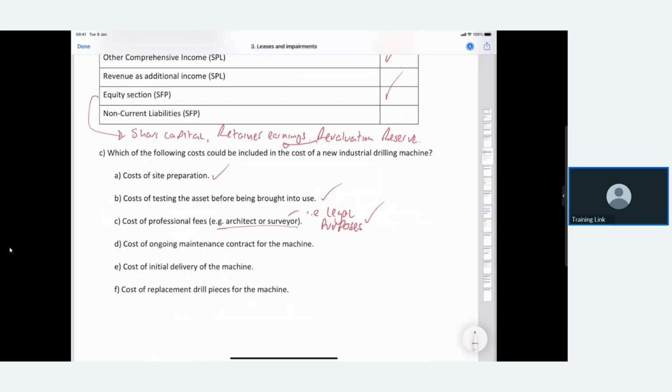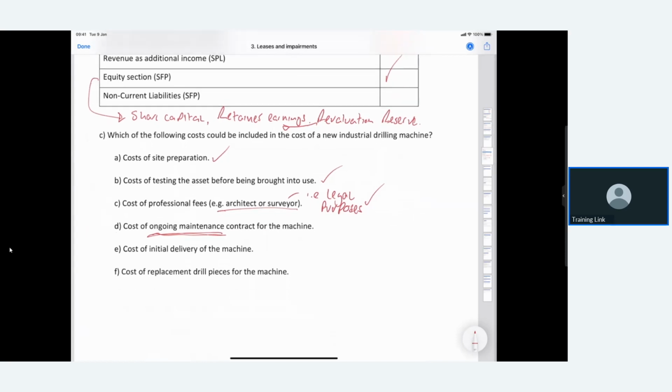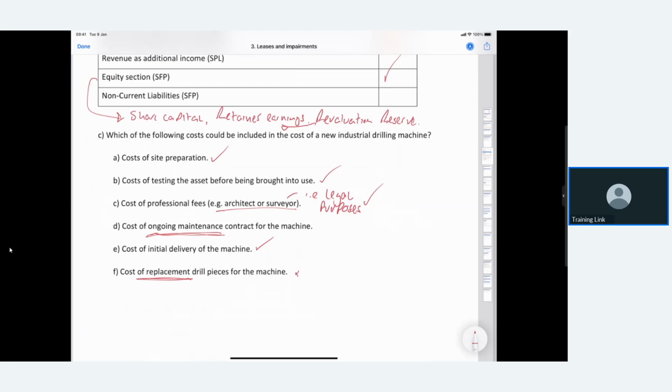Cost of, and this is the key here, ongoing maintenance. It cannot be included in the cost of the asset. It's classed as revenue expenditure. It would go to your statement of profit or loss. Cost of initial delivery certainly can be. If you don't bring it to the site where it's going to be used, then you can't use it, and therefore you can certainly include that. Cost of, and keyword here, replacement. If it is a replacement drill piece, you would not be able to include it.